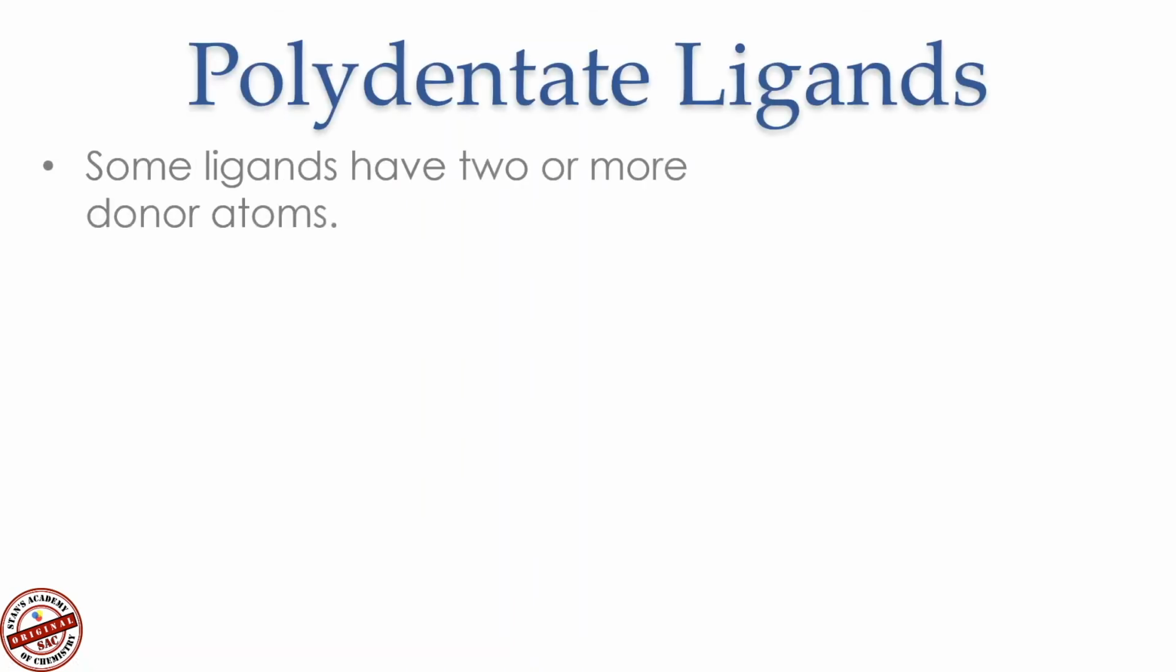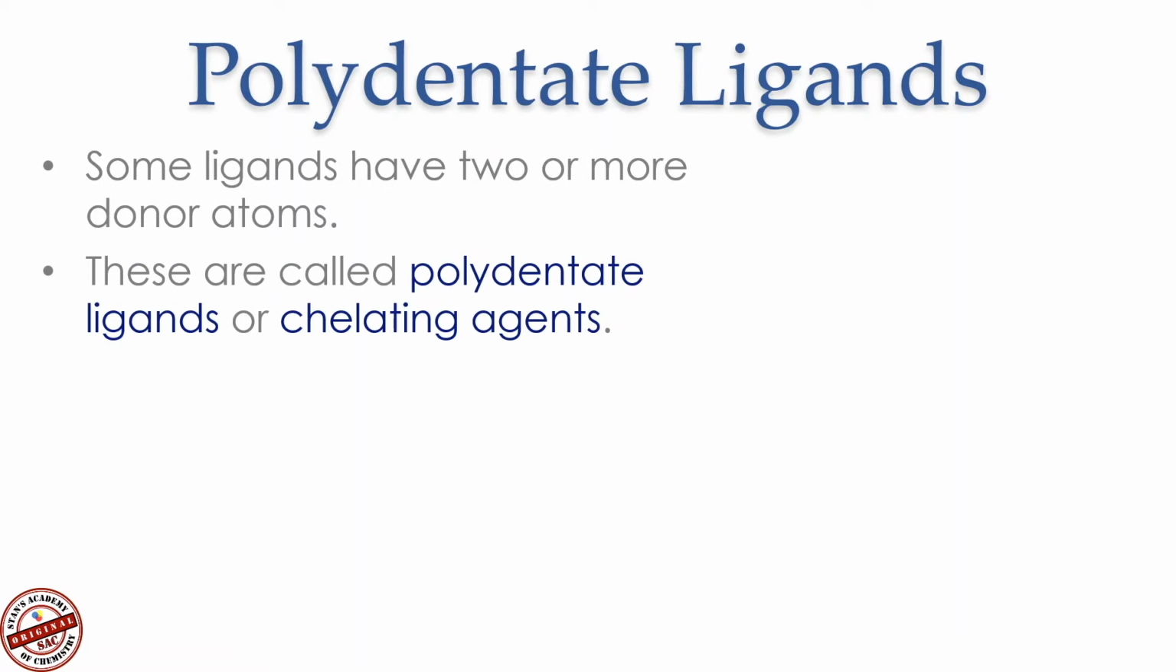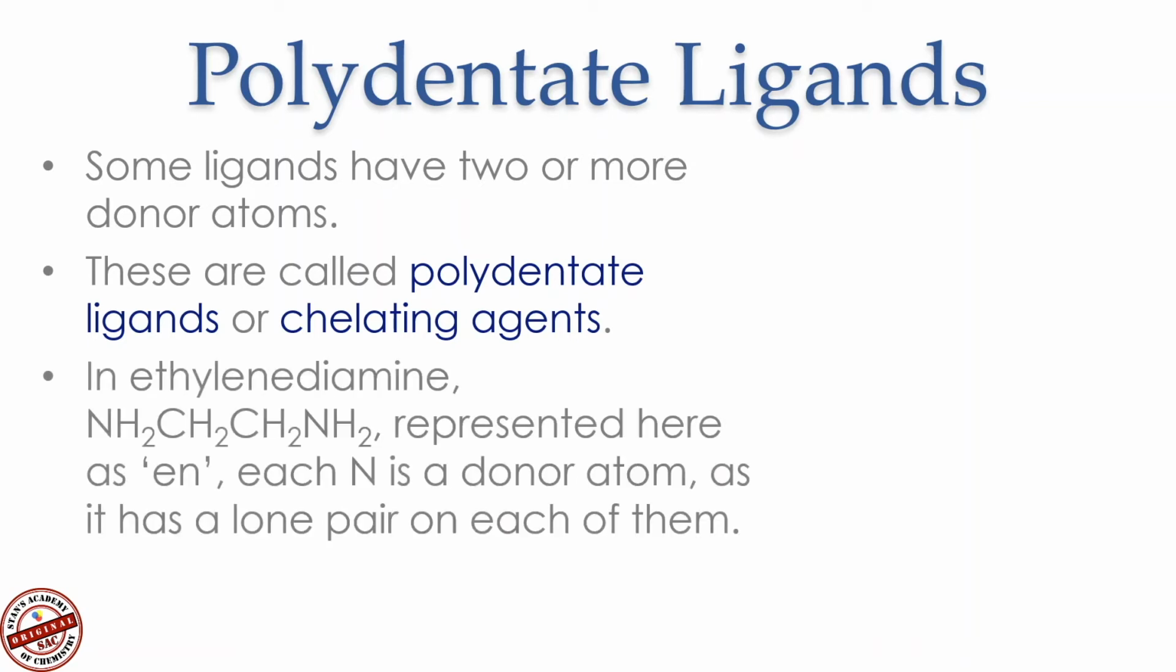Polydentate ligands. So some of these ligands, they have 2 or more donor atoms, or it can donate 2 lone pairs or 4 lone pairs or 6 lone pairs coming from a single molecule. That's what we mean by polydentate ligands. Just because of the number of electron pairs that can be donated, they are also called chelating agents. These complexes are actually pretty stable too.